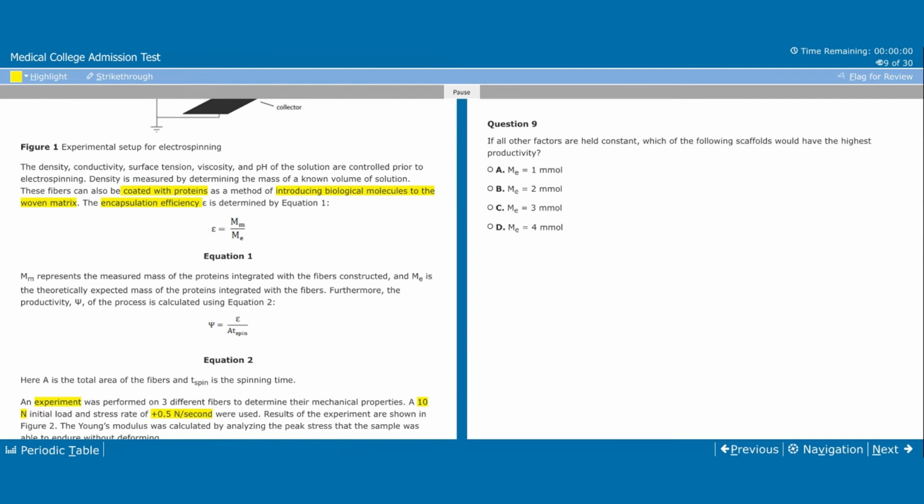So highest productivity. If we look at equation 1, I'm assuming efficiency and productivity potentially are synonyms here. And if I use that theory, M sub E is the denominator. And so the lower the denominator, the higher the answer. So I'm going to go with A, 1 millimole. You would be correct. Woohoo! Not quite for the right reason, but close.